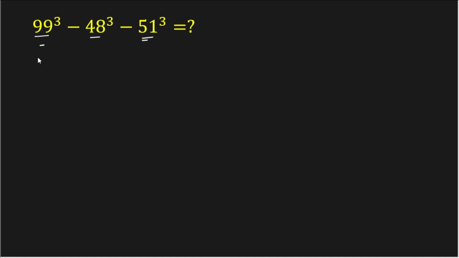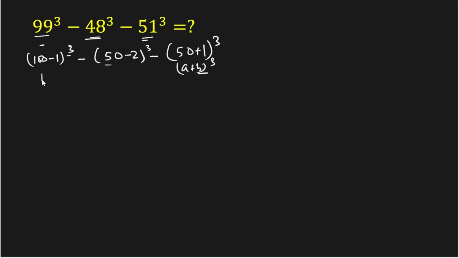Next, we can write 99 as 100 minus 1 and its cube. Similarly, we can write 48 as 50 minus 2 and its cube, and 51 as 50 plus 1 and its cube, and after that we'll use the formula of a minus b whole cube. Here also a minus b whole cube, and here it is a plus b whole cube type. So it will be very lengthy to calculate the value of all the terms. Now let's focus on the third and easy method.